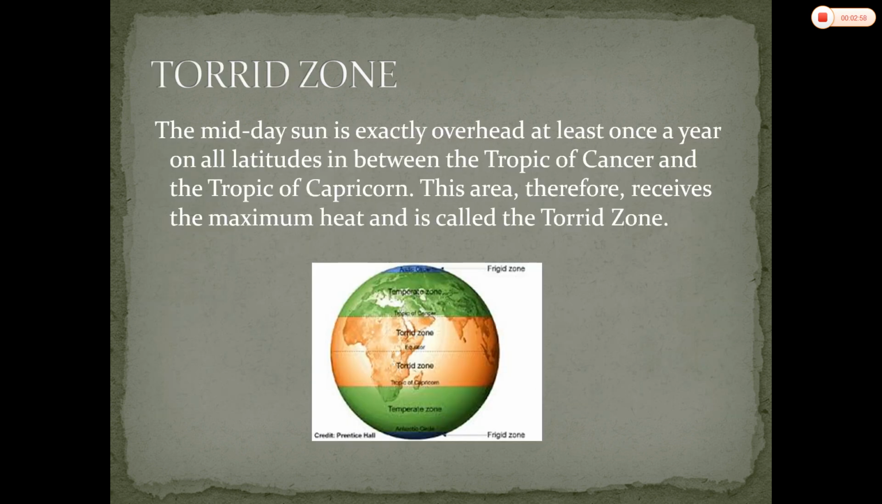Now, first of all, we will see the torrid zone. What is the torrid zone actually? The torrid zone is right from 0 degree equator to Tropic of Cancer and 0 degree equator to Tropic of Capricorn. Whatever region comes in between, this region is called the torrid zone. The midday sun is exactly overhead at least once in a year on all the latitudes in between the Tropic of Cancer and Tropic of Capricorn. This area therefore receives the maximum heat and is called the torrid zone.